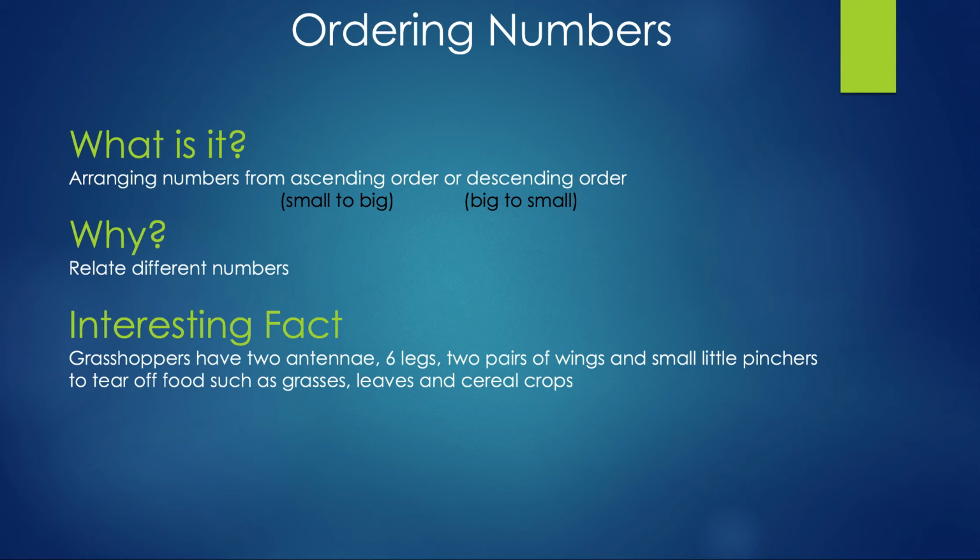Interesting fact, grasshoppers have 2 antennae, 6 legs, 2 pairs of wings, and small little pinchers to tear off food such as grasses, leaves, and cereal crops.